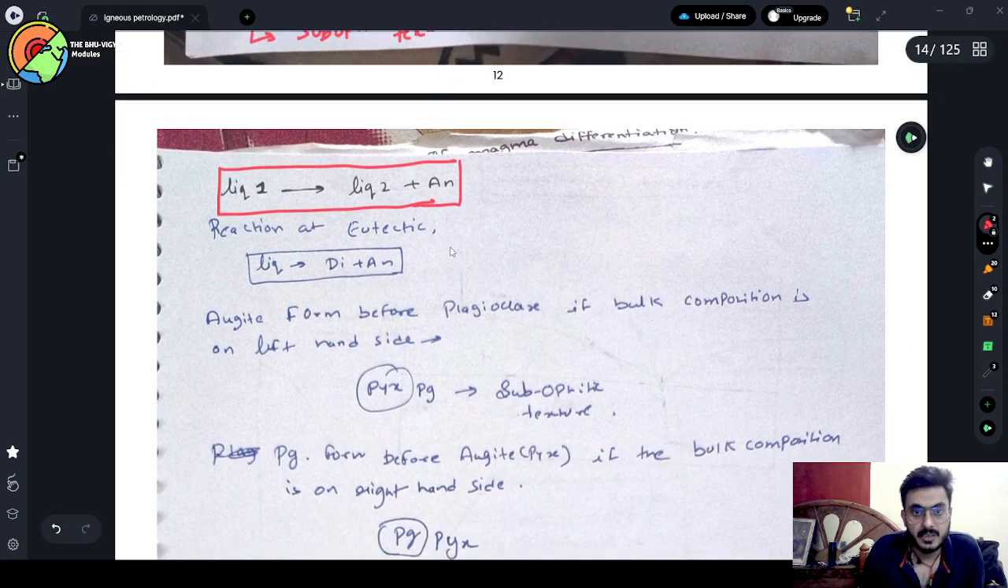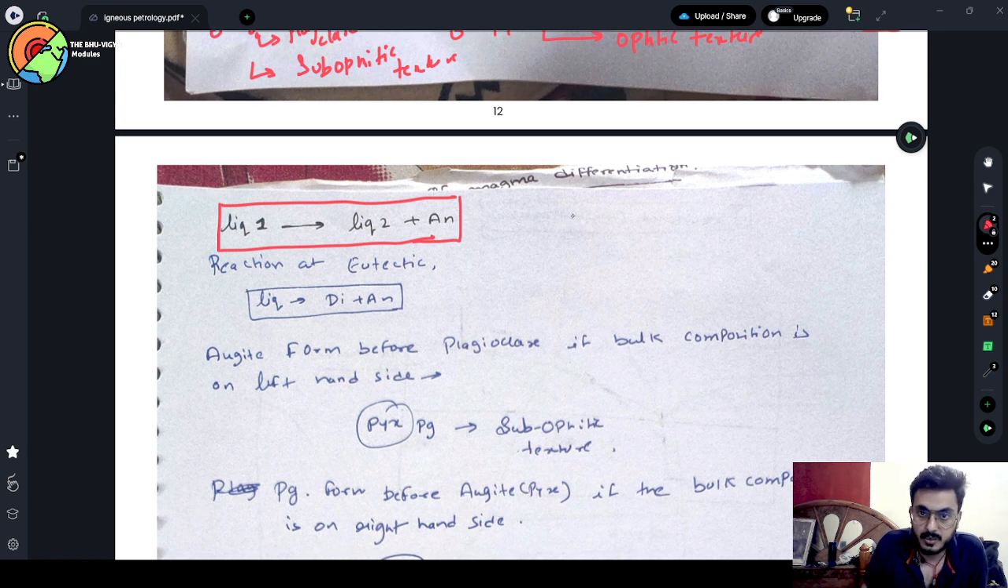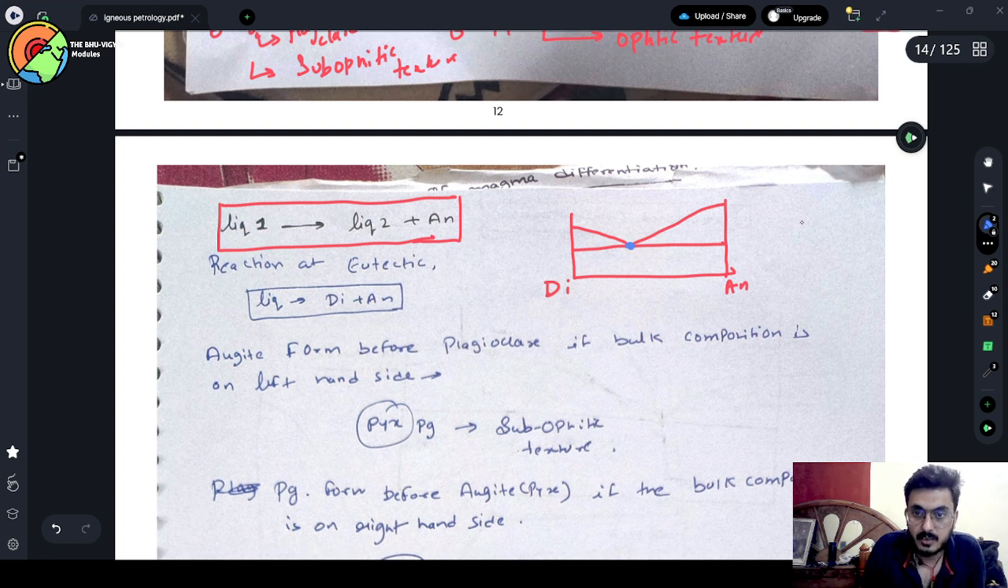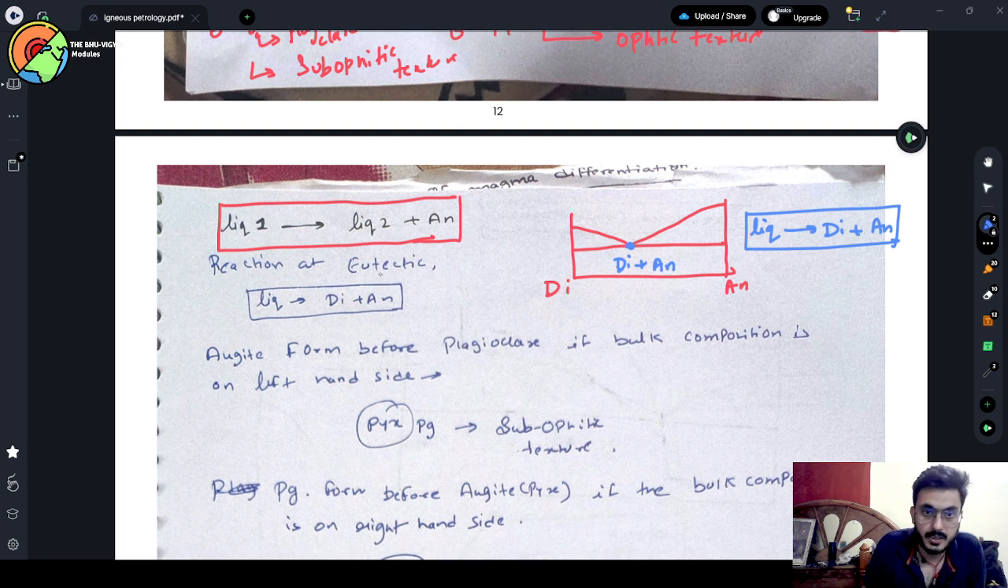Now the reaction at the eutectic. If we have seen the graph for diopside and anorthite, at the eutectic point the liquid is completely disappearing, and below that we are getting diopside plus anorthite. So liquid is completely disappearing and getting converted into diopside plus anorthite. This will be the reaction at the eutectic point.